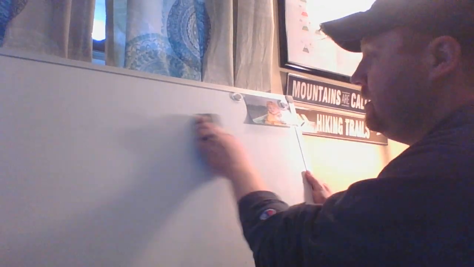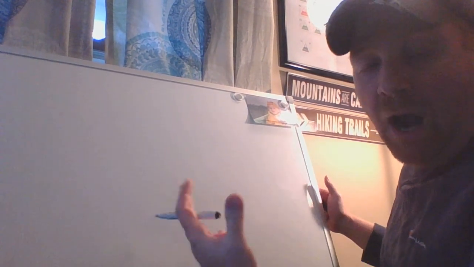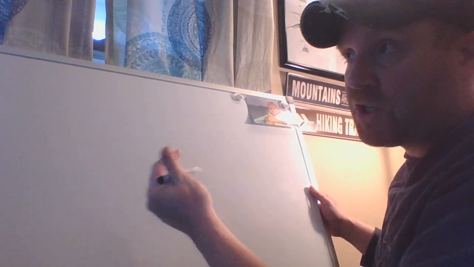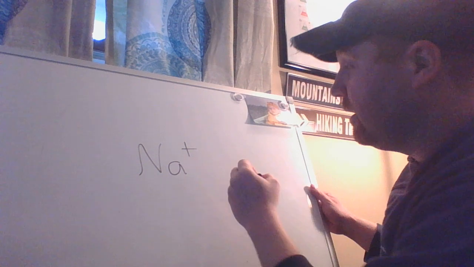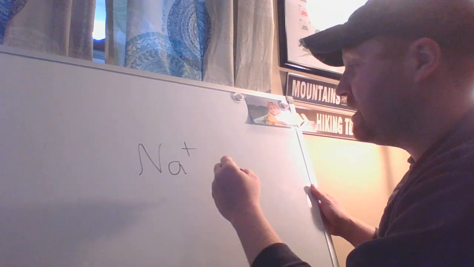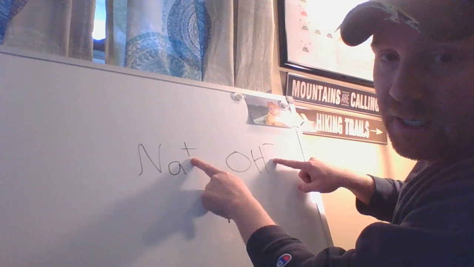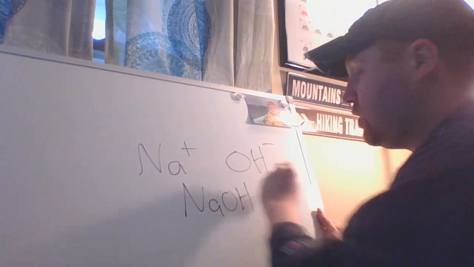How about sodium hydroxide, a very common chemical that hopefully we'll use if we ever get back to school. Sodium hydroxide, sodium's a +1, Na+. Hydroxide, if you find it on your polyatomic ion section, OH-. How many of each do we need? 1. We simply write it as NaOH.